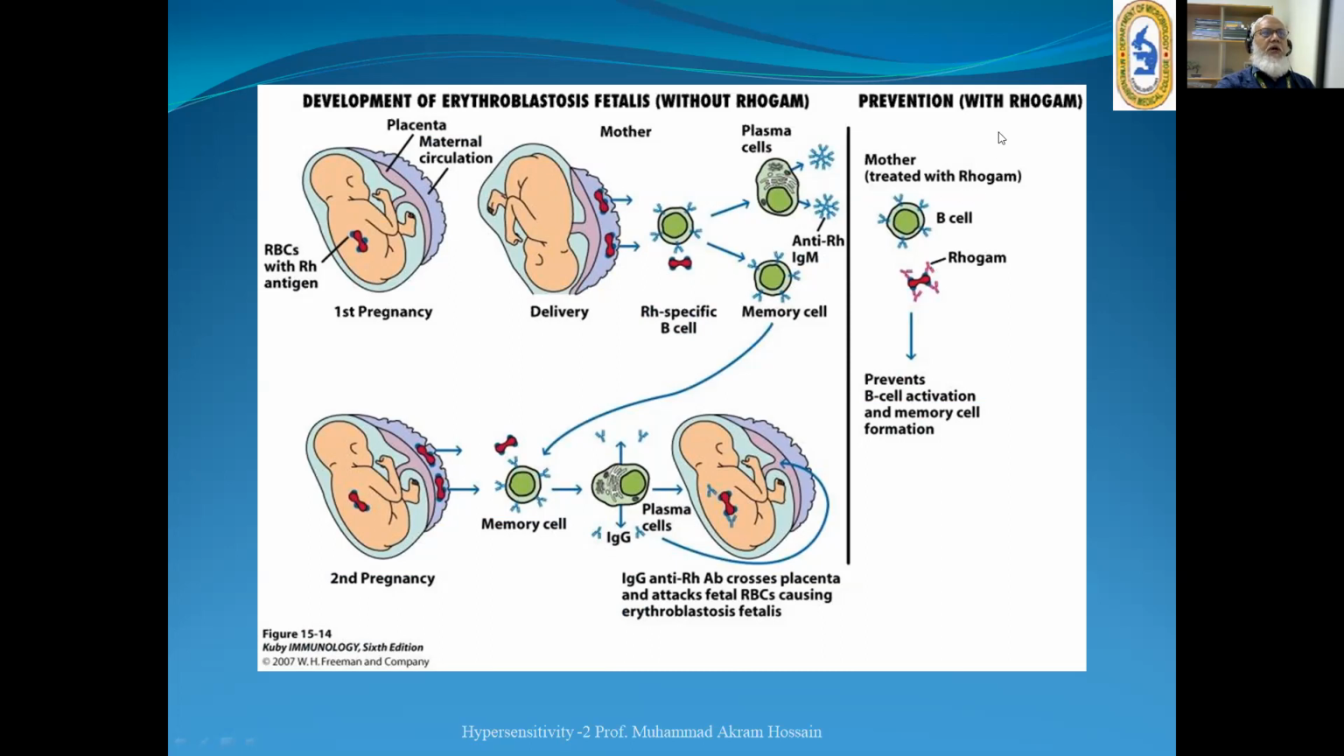This can be prevented by treating the mother with ROGAM, that is antibody against the RBC, which prevents B cell activation and memory cell formation. So no IgG antibody will be produced that can destroy the fetus.